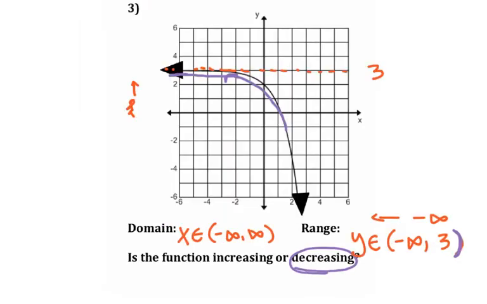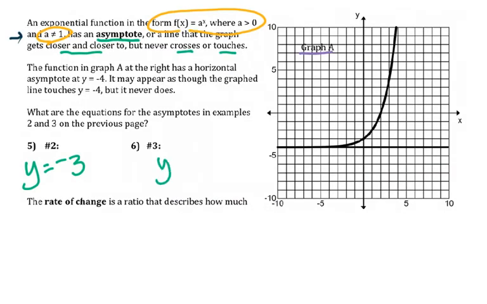Now let's go back and look at number 3. What would the asymptote be for that one? It goes through the y-axis at 3. So that one is going to be y equals 3.